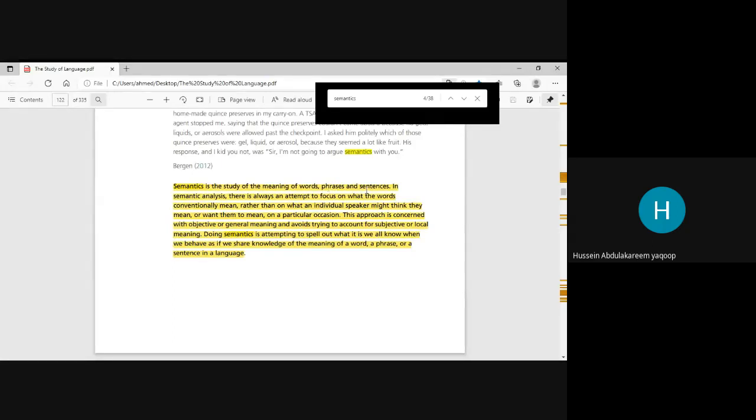and a bigger form, which is sentences. In semantic analysis, and this is very important, this is at the heart of the study of semantics, there is always an attempt to focus on what words conventionally mean, rather than on what an individual speaker might think they mean or want them to mean on a particular occasion.